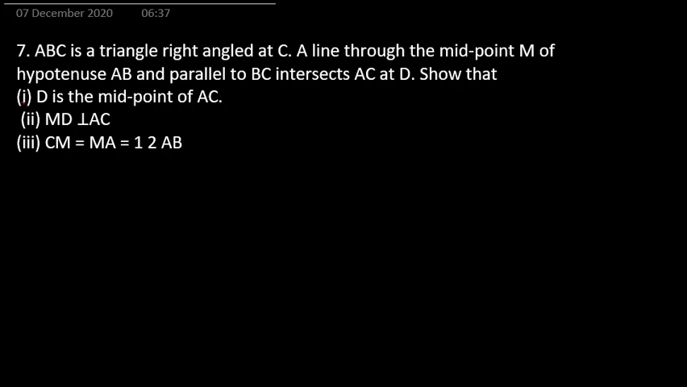Now, 7th question. ABC is a triangle, right angle at C. A line through the midpoint M of the hypotenuse AB and parallel to BC intersects AC at D. We have to show that D is the midpoint of AC, MD is perpendicular to AC, CM is equal to MA is equal to 1 by 2 of AB.